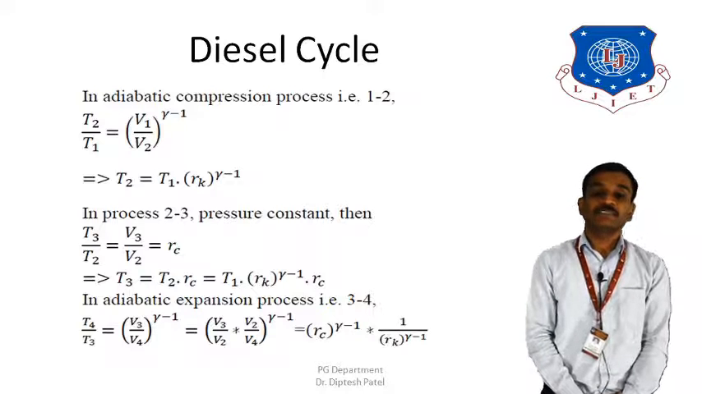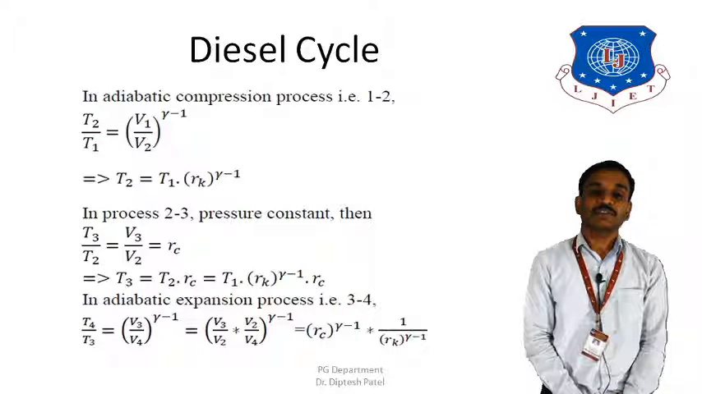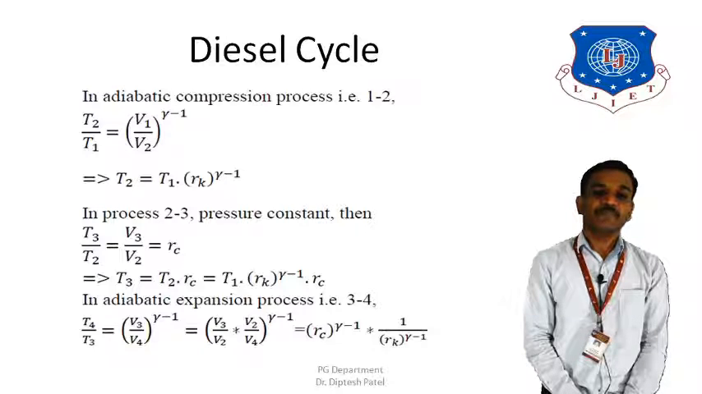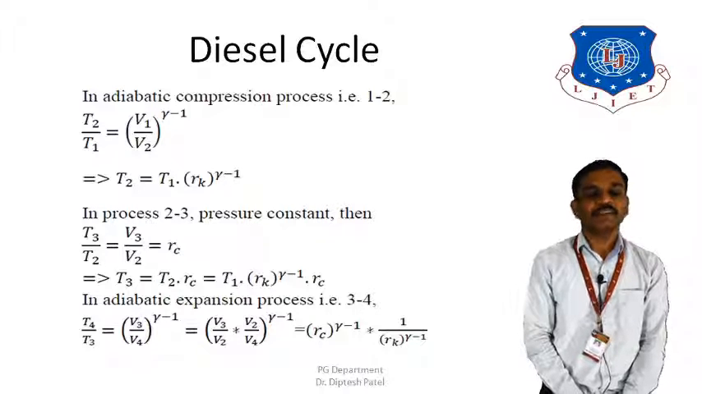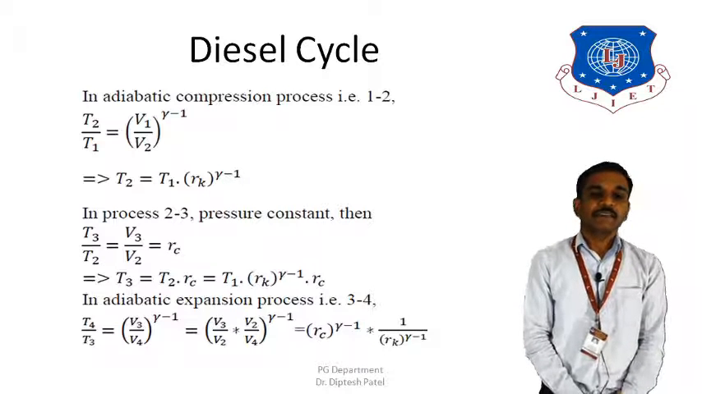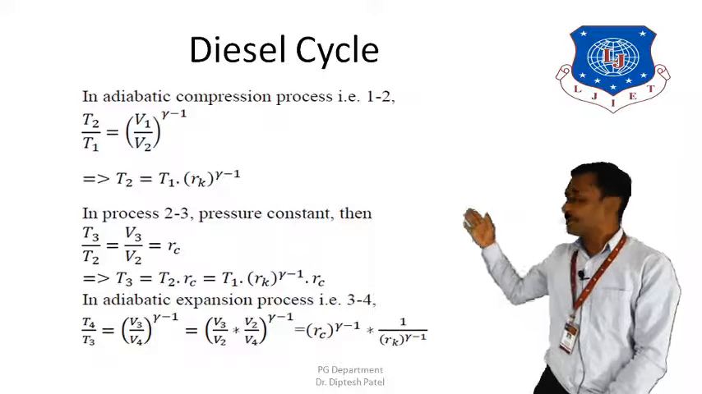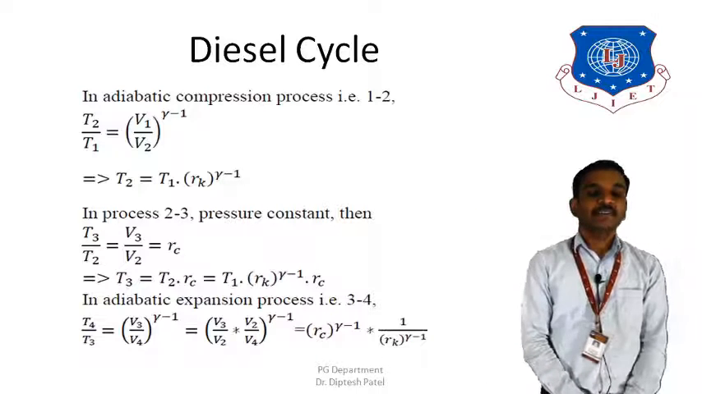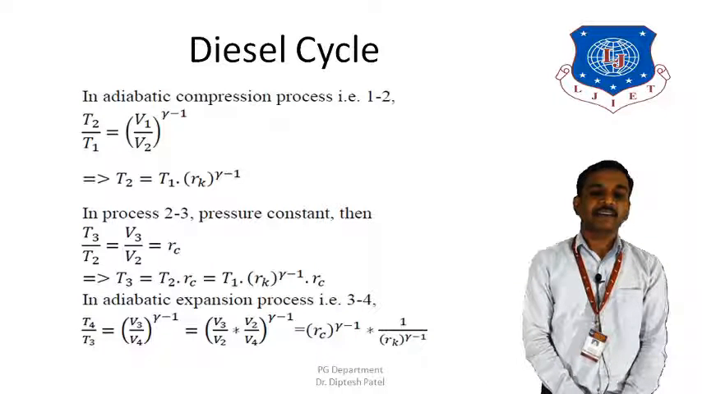So let's do that for compression process 1 to 2, which is written as T2 upon T1 is equal to V1 upon V2 raised to gamma minus 1, and we know that V1 upon V2 is the compression ratio Rk. So therefore this can be written as T2 is equal to T1 into Rk raised to gamma minus 1.